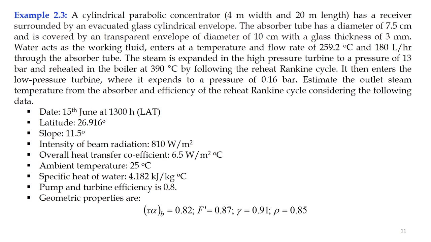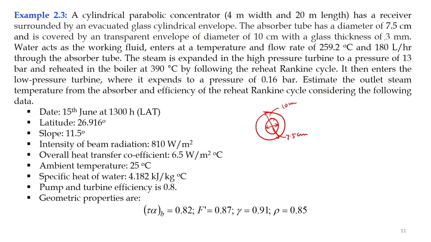Let us quickly solve one more problem. So here again, a cylindrical parabolic concentrator whose width is given as 4 meter and length is 20 meter has a receiver surrounded by an evacuated glass cylindrical envelope. So it is something like this. Okay. The absorber tube has a diameter of 7.5 centimeter, and is covered by a transparent envelope of diameter 10 centimeter. So this diameter is 10 centimeter. Okay.